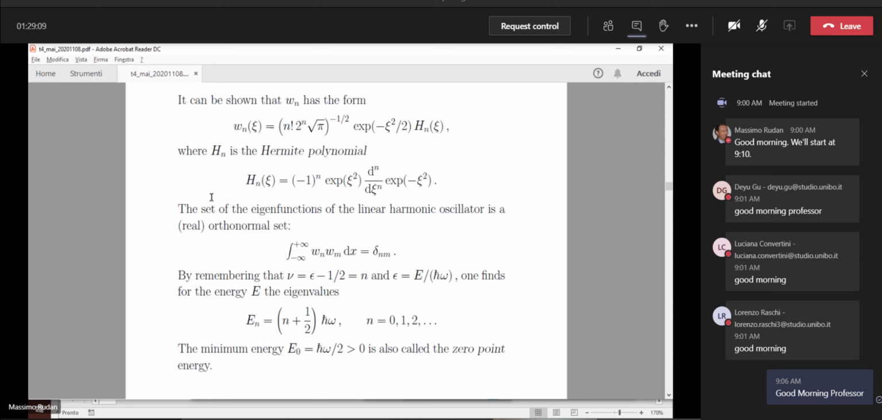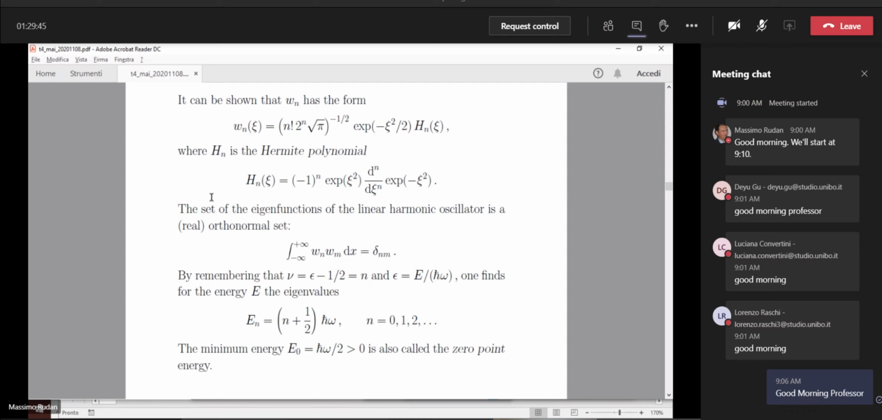Another thing is that it is easily found that the eigenfunctions of the linear harmonic oscillator form a real and orthonormal set of functions. So they are a complete set in which, as expected, the eigenfunctions are orthogonal to each other and normalized to 1.